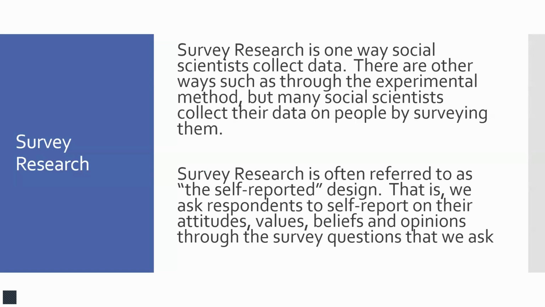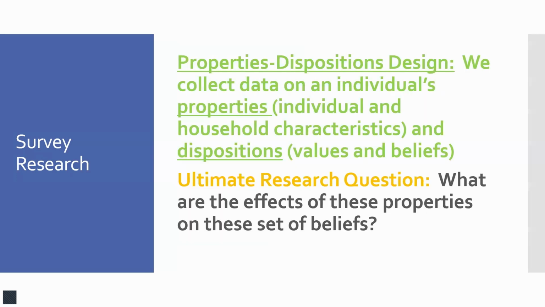Survey research is one way social scientists collect data, but we don't have 5 years for you to collect social survey research. We got a few weeks. So there are other ways of going about it. You can do experiments, also a big time suck. And social scientists usually collect data by surveying through self-reporting. So they may actually put the survey out there and ask people to self-report on their attitudes, values, beliefs, and opinions through the survey questions we ask.